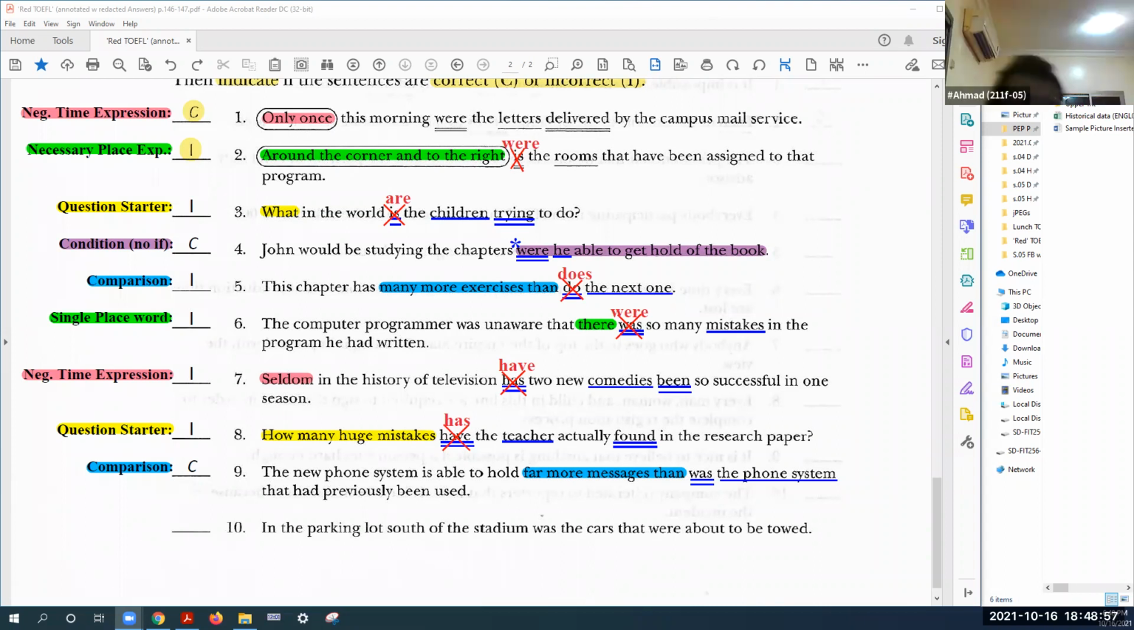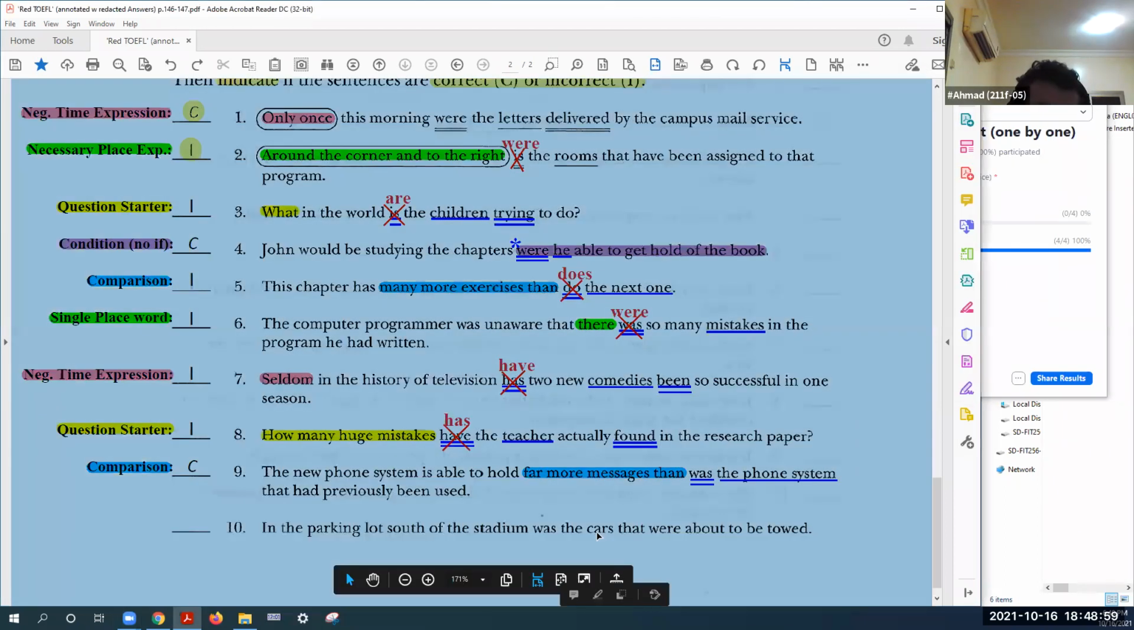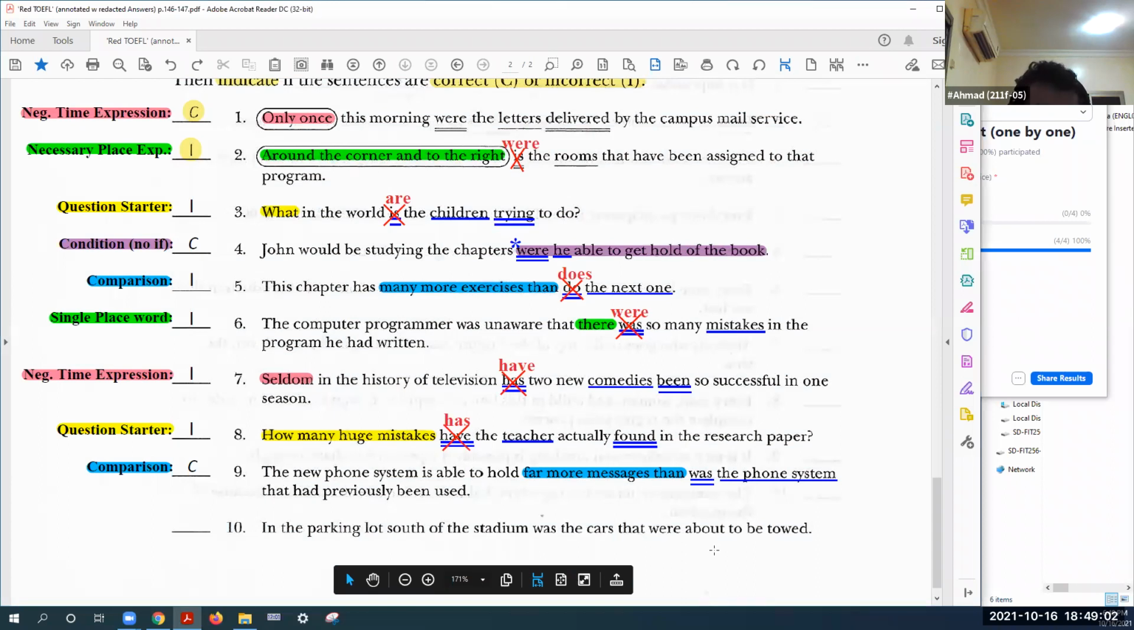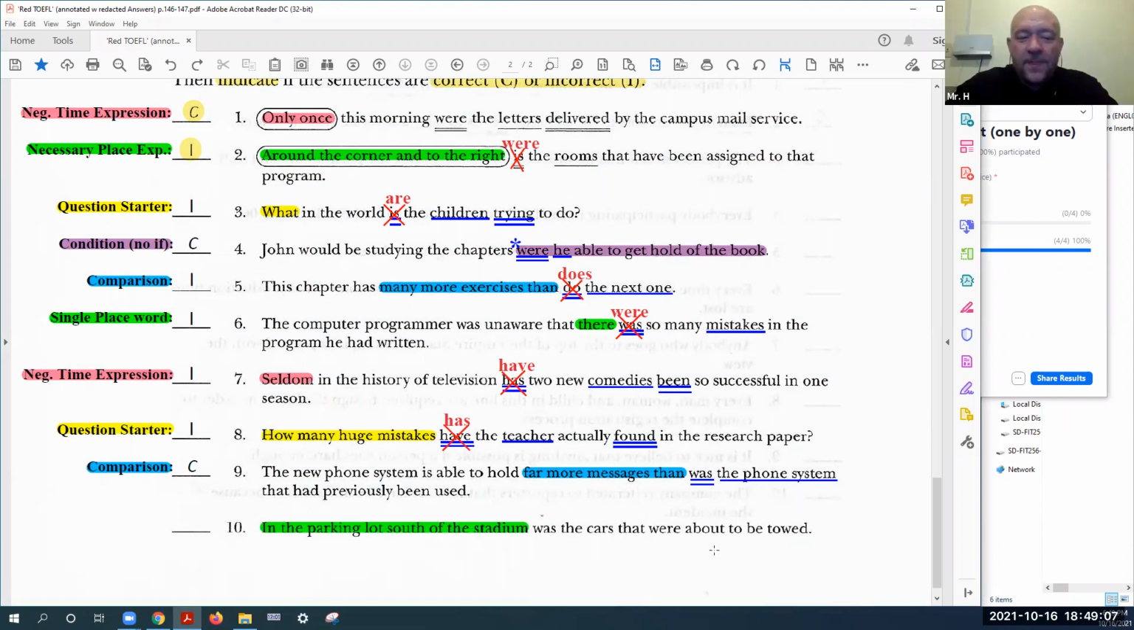Of course. First of all, in the parking lot south of the stadium, that's a place expression. That's right. Is it optional or necessary? I think necessary. Of course it's necessary. Then if it's necessary, we invert, right? So then what? Verb? The first subject, the cars, and the first verb is was. That's right. Was and the cars, subject. Do they match? Of course, no. Should be were. Bingo.